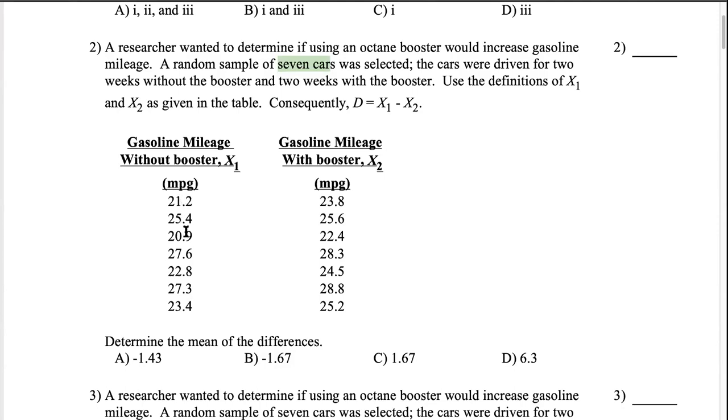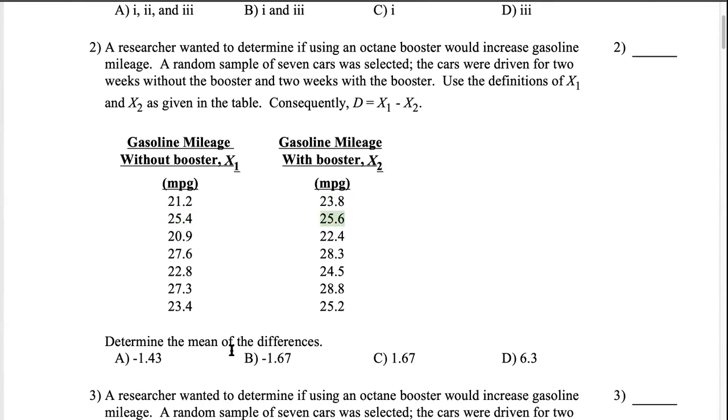You see this column here is without a booster. Those are the MPG, miles per gallon, 7 numbers here. And this column here is with the booster, the corresponding MPG. You can see the first car is paired: 21.2 miles per gallon, then 23.8. It looks like it increased by 2 point something, and similarly for the second one, and so on.